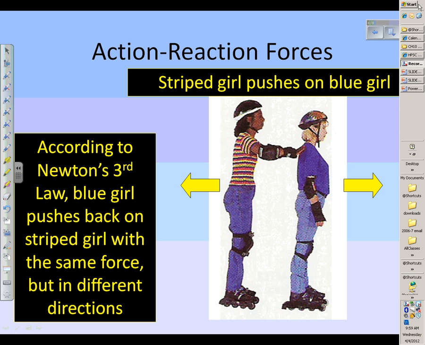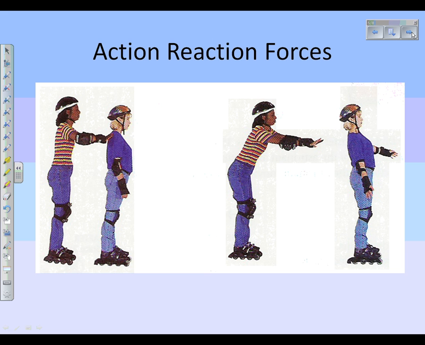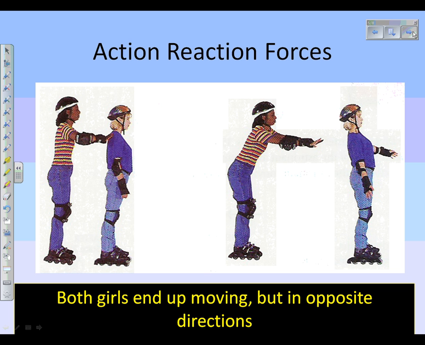Which means the end result being that both girls end up moving, but in opposite directions. Very cautiously, as you can see. Especially blue girl. She's not too sure about this whole situation here. So, both girls end up moving, but in opposite directions.